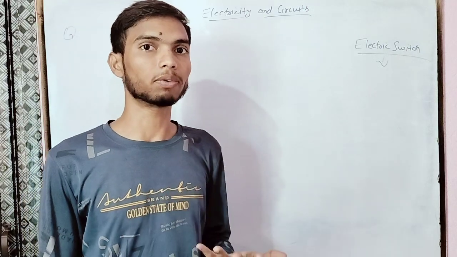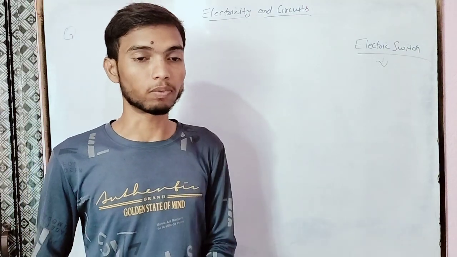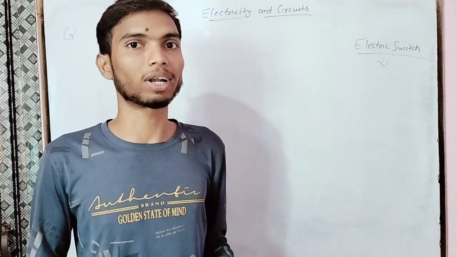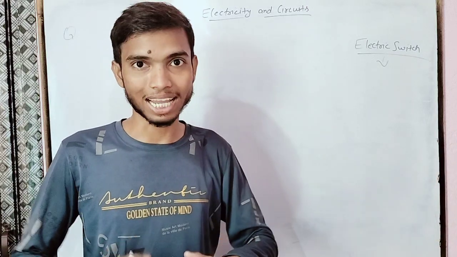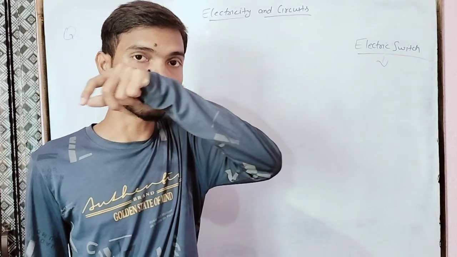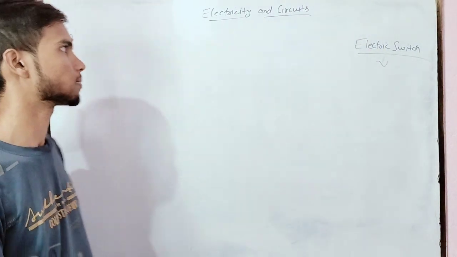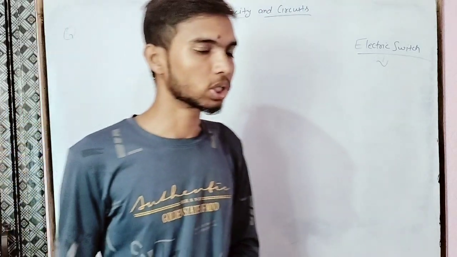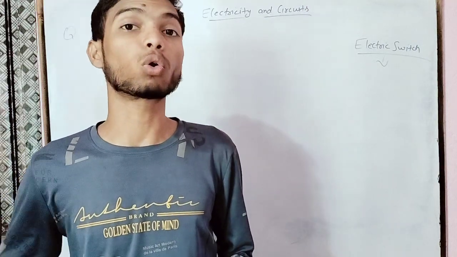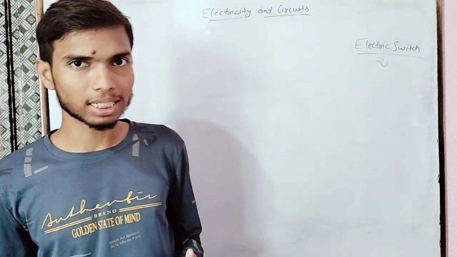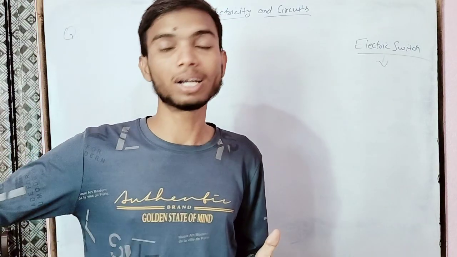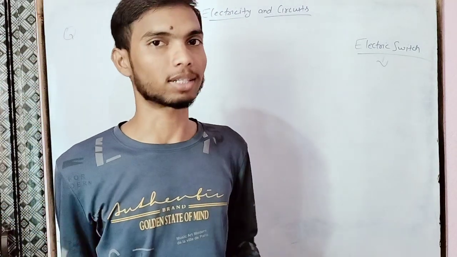We are safe because of the electric switch. We use many devices in which we have the option of an electric switch, so that we can be safe in terms of using any device. Okay, so you have understood. The work of an electric switch is to break a closed electric circuit and to complete an open electric circuit.